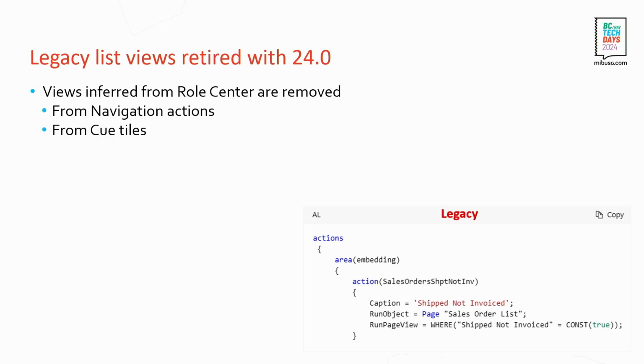But just for the sake of completeness, here is how they worked. We used to have this magical platform behavior where we would take a look at your role center, specifically at navigation actions and queue tiles, and we would see if you have many pages that are running. Well, we have run object pointing to the same page, but you have different run page views, meaning basically you have different filters. So once a user would click on that navigation node, action, or a queue, we would open an embedded list page, and we would create these views on the side based on the run page view filters you had defined in the role center. I know, it's a handful.